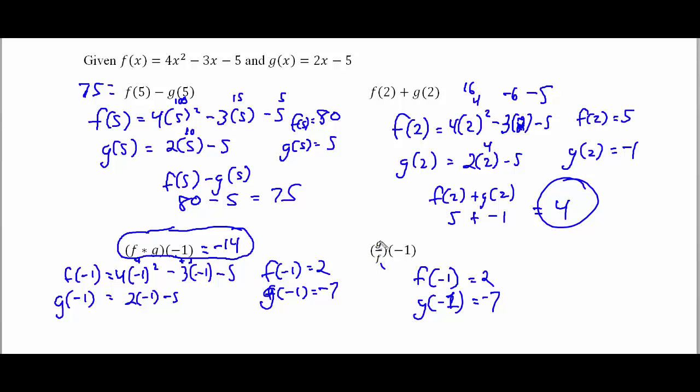So I'm going to go g divided by f, so negative 7 divided by 2, or negative 3.5. That is my answer. And again, watch the order, g divided by f. If you put down 2 over negative 7, you did f over g, not g over f.